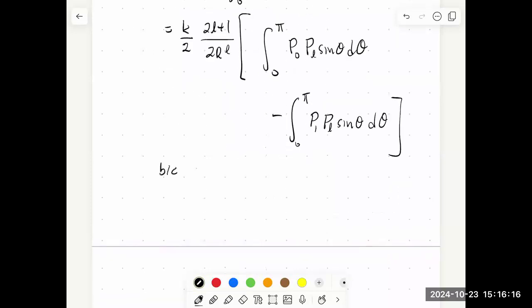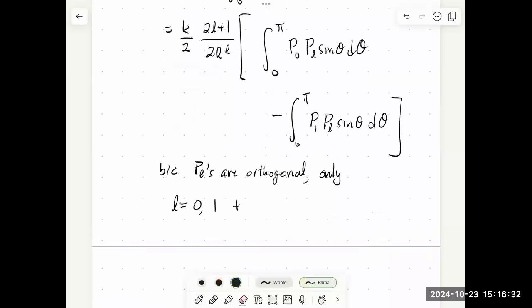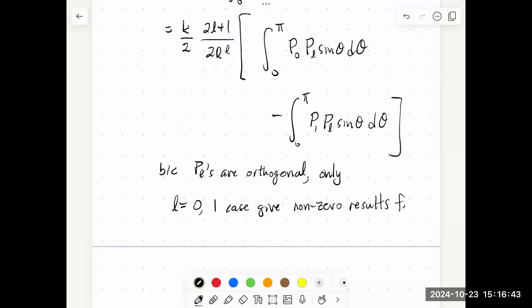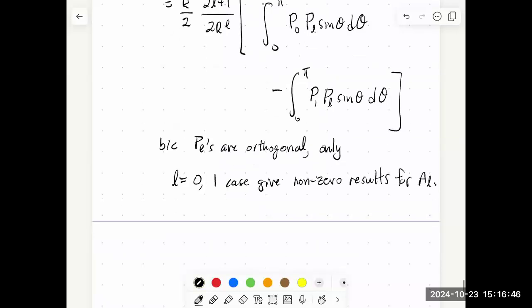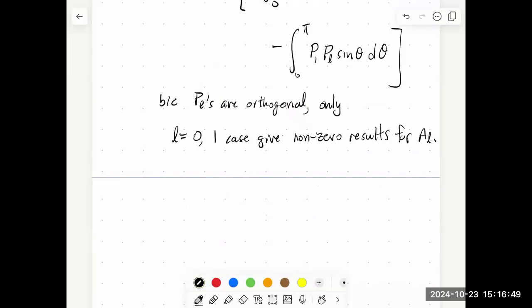So because the P_Ls are orthogonal, only the L equals 0 and 1 cases give non-zero results for A_L. And in fact, we could write them down. Do we have time to write them down? Not really, but we will write them down anyways.